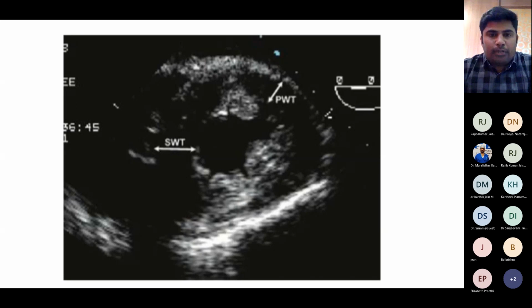Also, 3D is much more accurate than the 2D views. 3D views give the entire thickness of the septum, and we can also measure the depth of septal thickness, the maximum thickness from the aortic cusps.